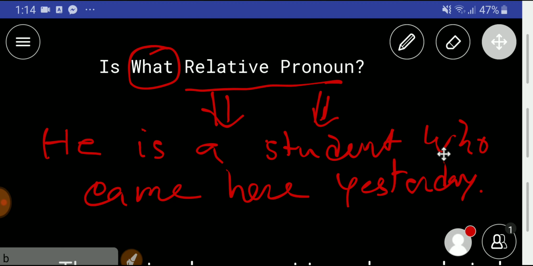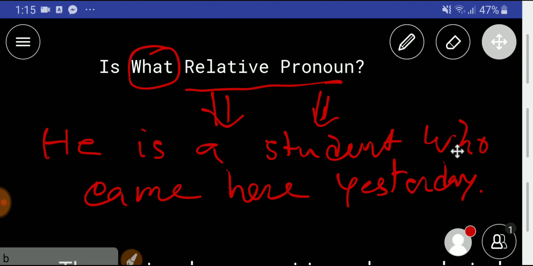So a relative pronoun can join two clauses together, plus the relative pronoun can also function as the subject or object of the verb of the relative clause, right? But a simple conjunction only connects two clauses, but a relative pronoun connects two clauses plus it will function as subject or object of the verb of the relative clauses.